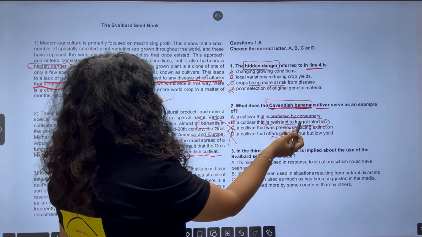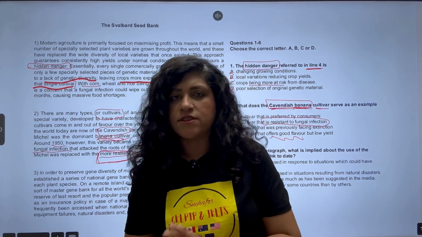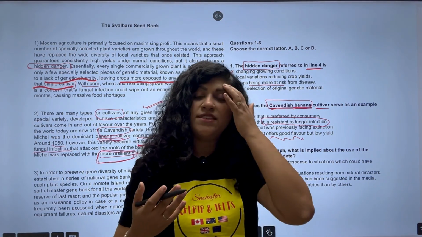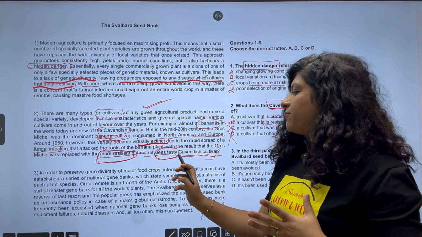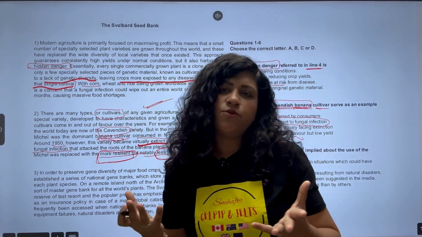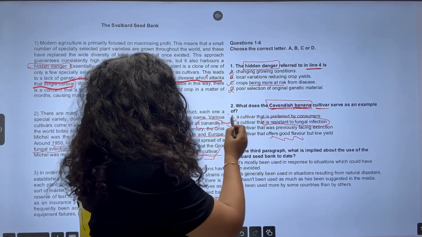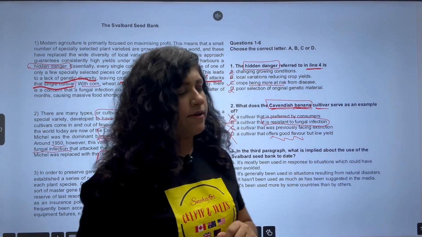A cultivar that is preferred by consumers, now this text does not talk about anything related to this part. Whether it's preferred by consumers or not, it only says that it has a less favorable taste. So it's less tasty. We do not know whether consumers prefer this one or not. So that cannot be my answer again. Right? So we have the answer for question number 2 as well.